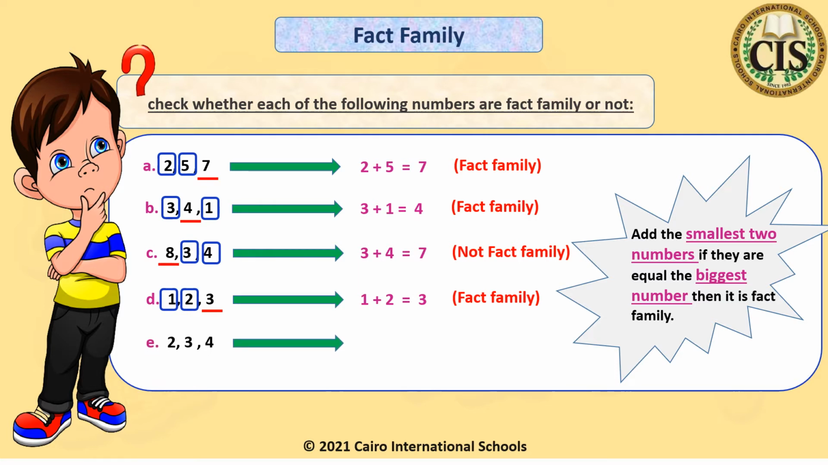The last one, 2, 3, and 4. The smallest 2 numbers are 2 and 3. Add them together, 2 plus 3 equals 5. 5 does not equal the biggest number, which is 4. So 2, 3, and 4 aren't a fact family, they cannot form a fact family.